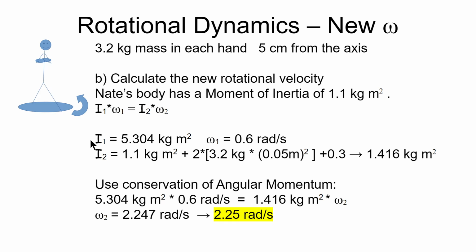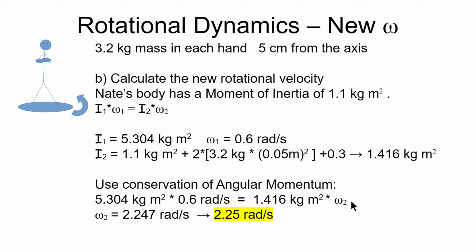Well, we worked out previously the moment of inertia for a platform plus Nate plus the masses in the extended arms. So we have that rotational inertia. Then for I2, when the masses are pulled in, we've got a new rotational inertia for Nate's body, and we have the masses at a different position. And we still have the platform of 0.3 kilograms meter squared. So that sums up on my calculator to 1.416 kilograms meter squared.